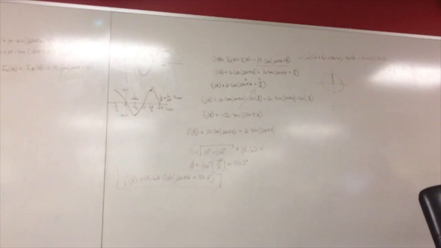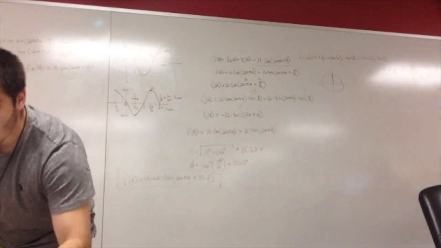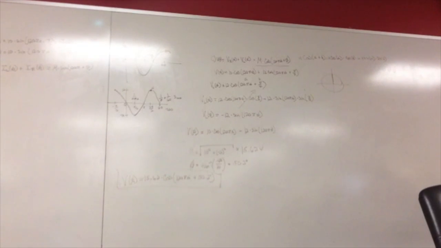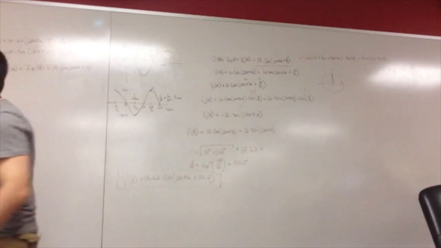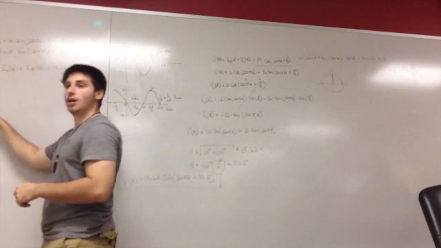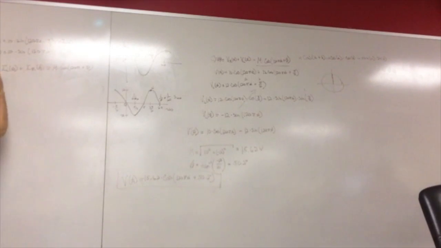Is there a glare? Can you see this? Is this fine? Alright. So M times the sine of A plus B is equal to M times the sine of A cosine of B plus M times the cosine of A times the sine of B. Alright, so applying this trig identity to the I sub L term, we're going to get I sub L of T.